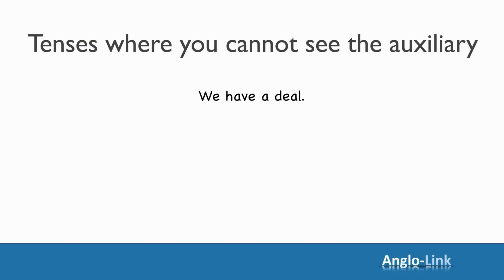Let's look at the first example. We have a deal. Notice that here have is the main verb. Therefore, we need the auxiliary do. Do we have a deal?